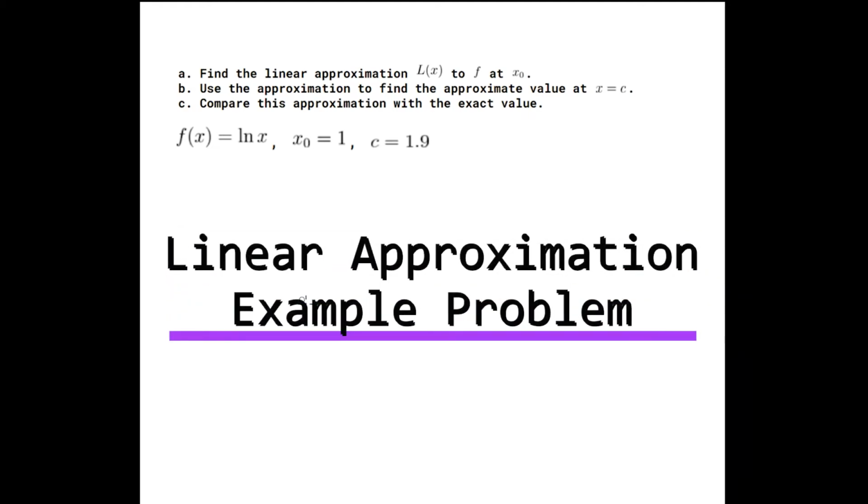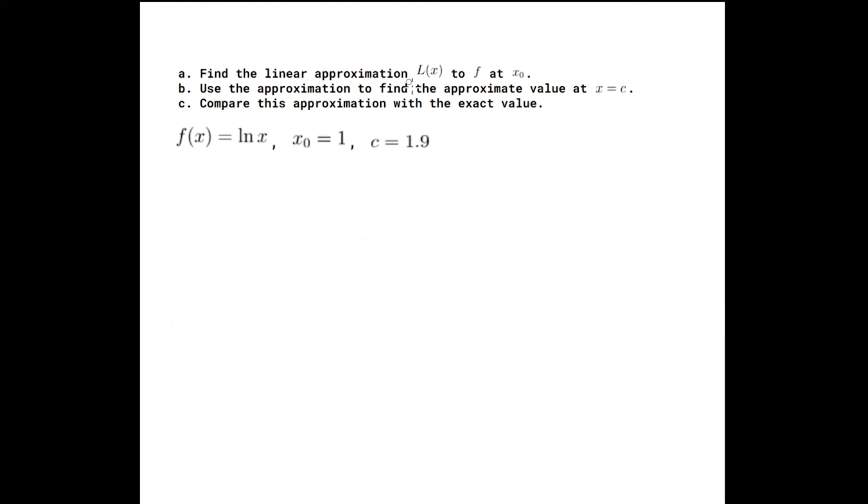All right, so this is going to be a video about linear approximation, and it says find the linear approximation L of x of f at x sub 0. Okay, so I'm going to do A first here. And it says find the linear approximation, which means we need to find the equation of a tangent line at, in this case, 1. So that's what I'm going to do.